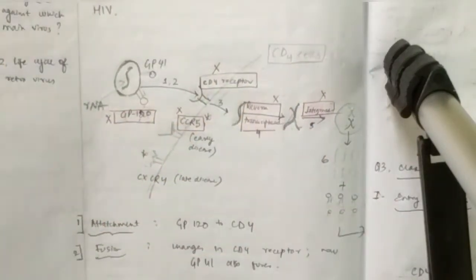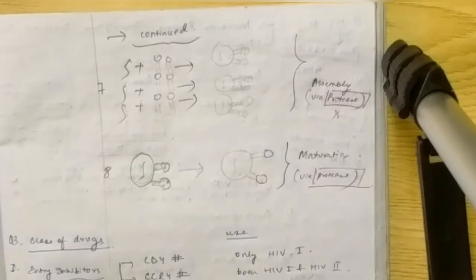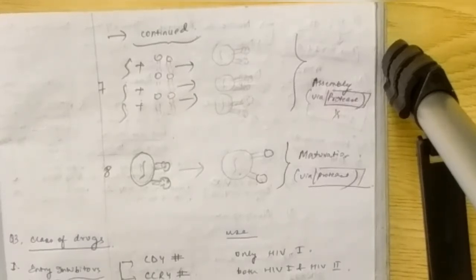What can be the fourth one? Fourth is the protease inhibitors. See, protease does two functions, assembly and maturation, so you will inhibit that. So under antiretroviral drugs, we have four classes: entry receptor blockage, reverse transcriptase inhibitors, protease inhibitors, and integrase inhibitors.